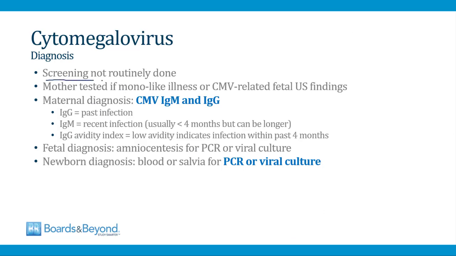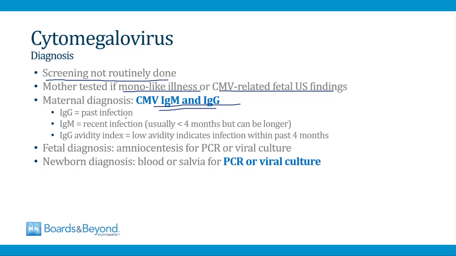Screening for cytomegalovirus is not routinely done in pregnancy. Mothers are sometimes tested if they develop a mononucleosis-like illness, or if there are CMV-related fetal ultrasound findings, for example, periventricular calcifications. To establish the diagnosis in the mother, testing is done for cytomegalovirus IgM and IgG antibodies. The ideal way to diagnose a new infection is to test the mother and have her be negative for IgM and IgG, and then test her later and have her convert. That's the surest way to know that a new infection has occurred.